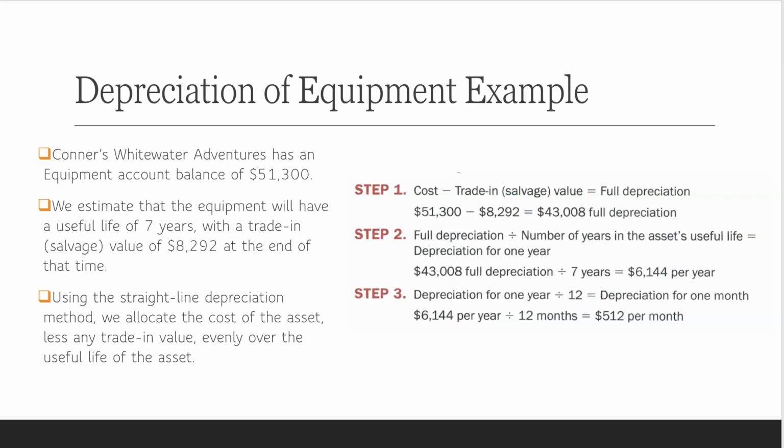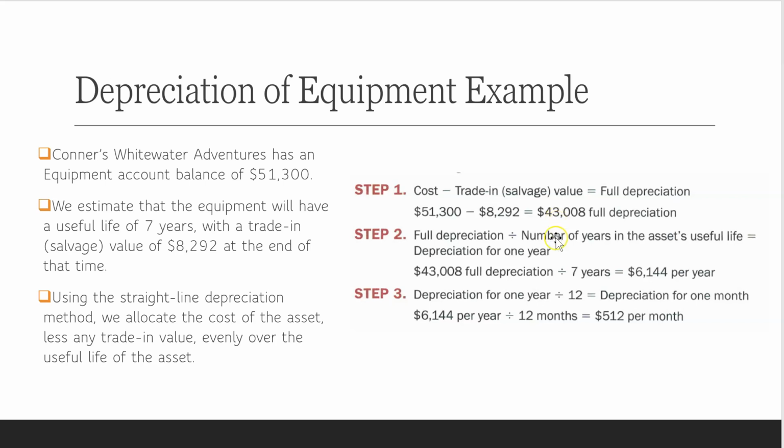So we're going to use the straight line depreciation method. We allocate the cost of the asset less the trade-in value, because it's really not going to cost us $51,300 because we're going to get $8,200 out of it when we sell it. So we take that trade-in value off of it and then we divide it up over the useful life. Here you see the steps. You first need to figure out what the full amount you're depreciating is, okay? Because it's not the purchase price. The purchase price was $51,300. But we know when we go to trade this in or salvage it, we're going to get almost $8,300 out of it. So when we back that out, we see the amount we have to depreciate is $43,008.